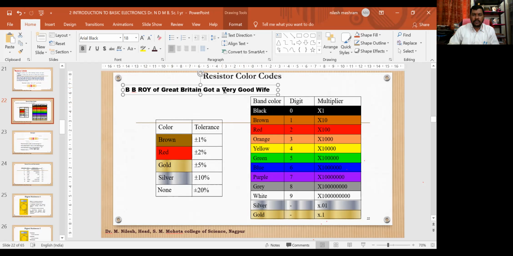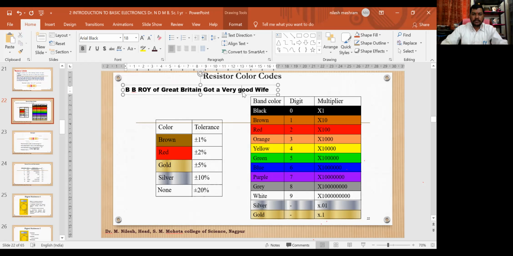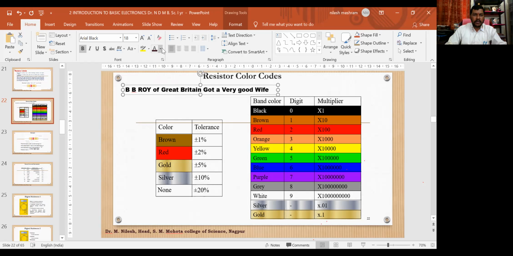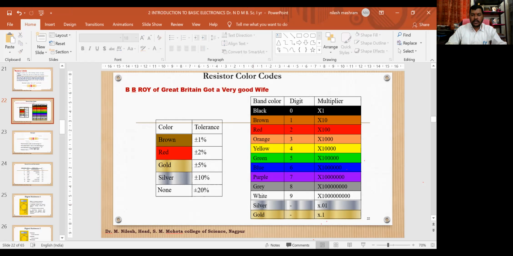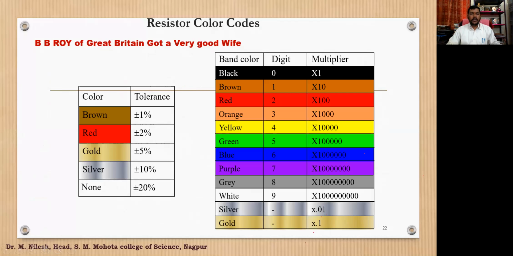Okay. Some more people are still joining. So got a very good wife. So this must be G. Whatever capital letters we have over there are being used. This is what we say: B.B. Roy of Great Britain got a very good wife, right? Whatever capital letters are there, we use those.